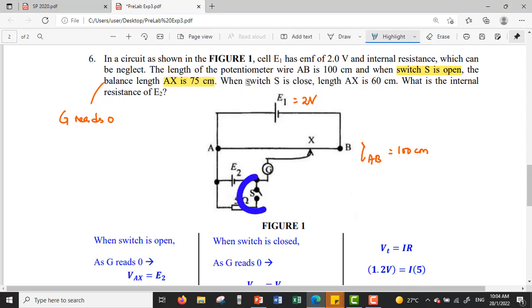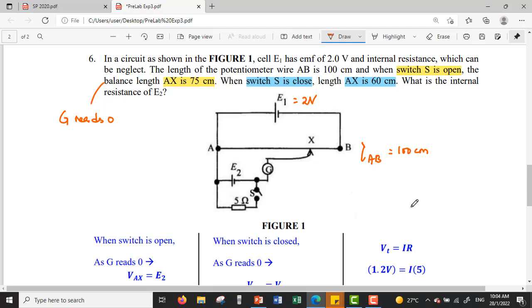Then when the switch S is closed, we find that the length AX is 60 cm in order for G to reach 0. So what is the internal resistance of E2? We want to find the internal resistance for E2. In order to solve this question, we have to understand what we actually measure when our switch S is open and when it is closed.